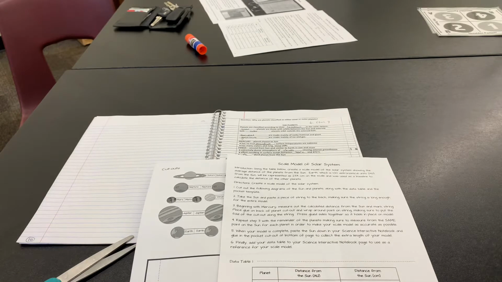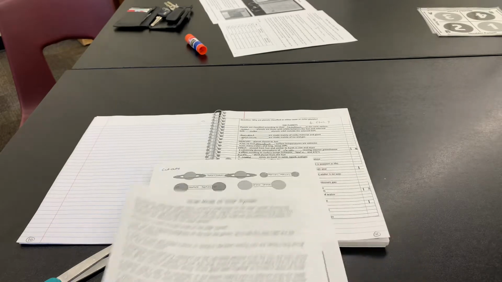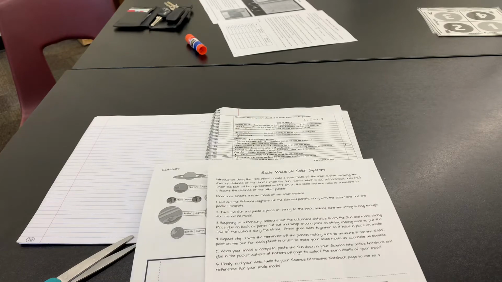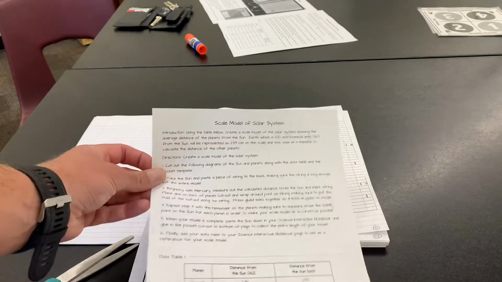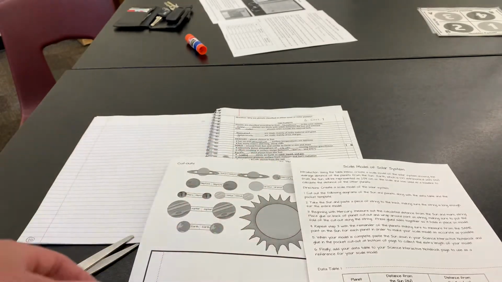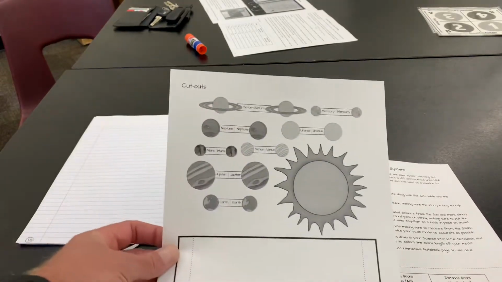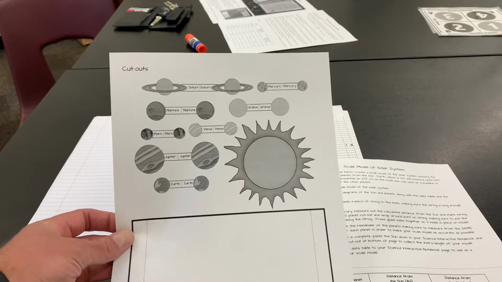So today we're going to be working on the scale model of our solar system. And what you're going to start out with is the directions page, which will look like this. This has been uploaded to your Google Classroom if you have me. And you will also need this page, which looks like this.